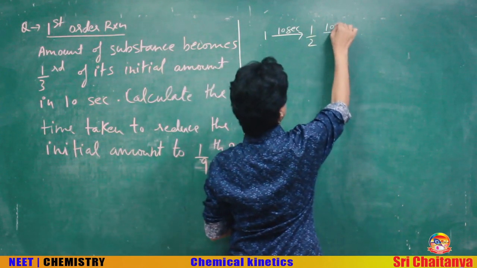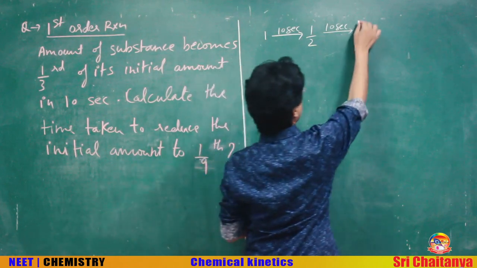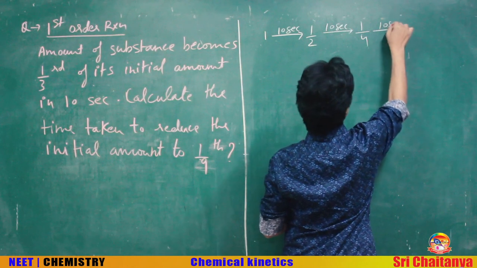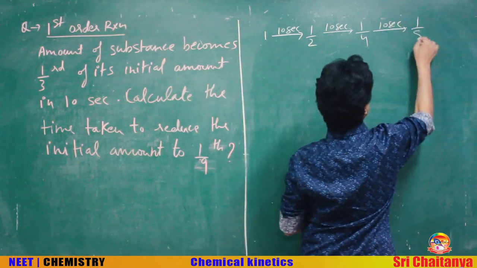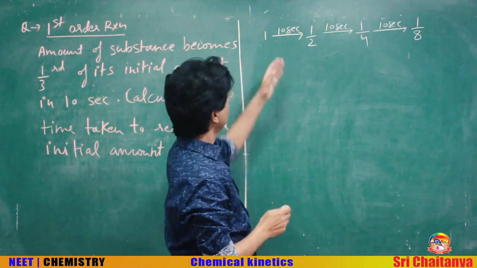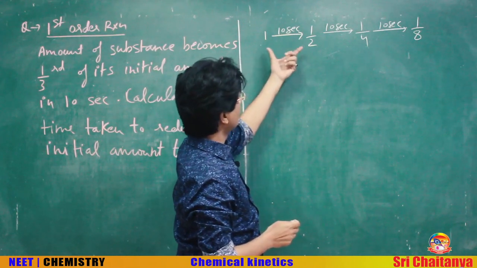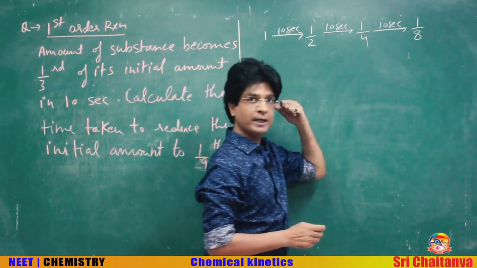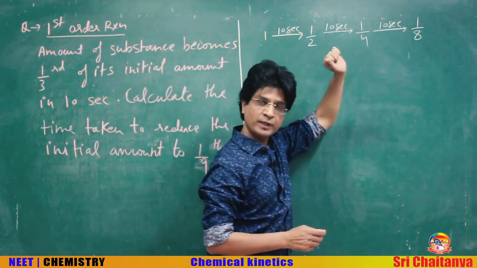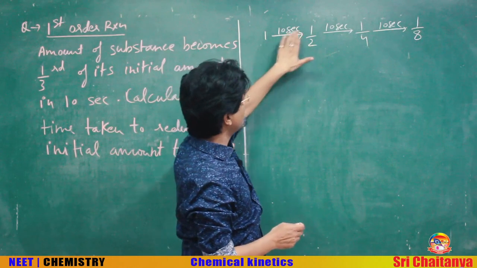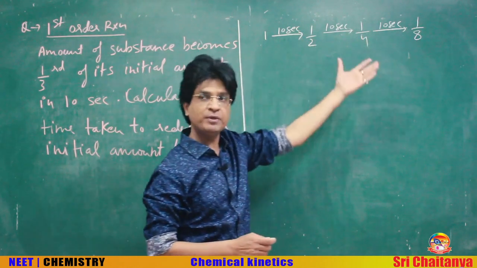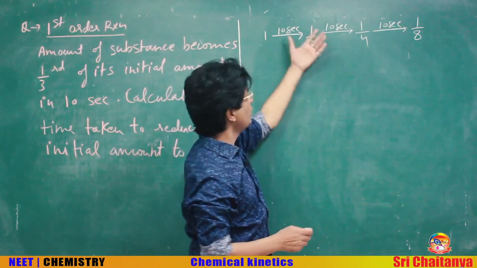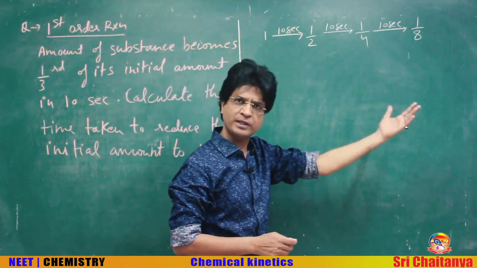After 1 more half-life of say 10 seconds, it will become 1 by 4. After 1 more half-life, that is 10 seconds, it will become 1 by 8. So what I am trying to say is that the amount of time taken to complete 1/2 of this reaction every time requires the same amount of time. That means 50% of the reaction will take place in the same time wherever you begin. And this concept applies not only to 50%, it applies to every percentage.